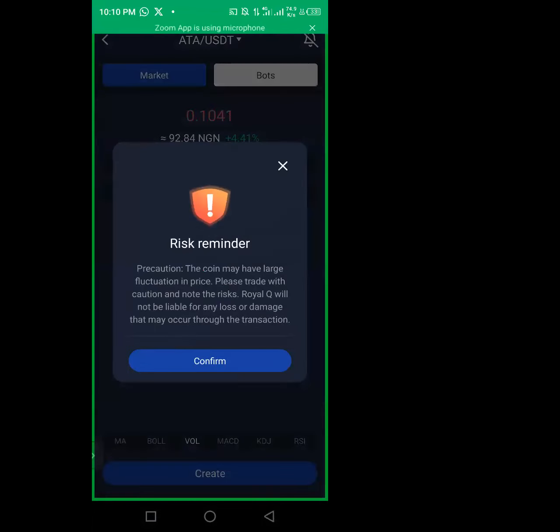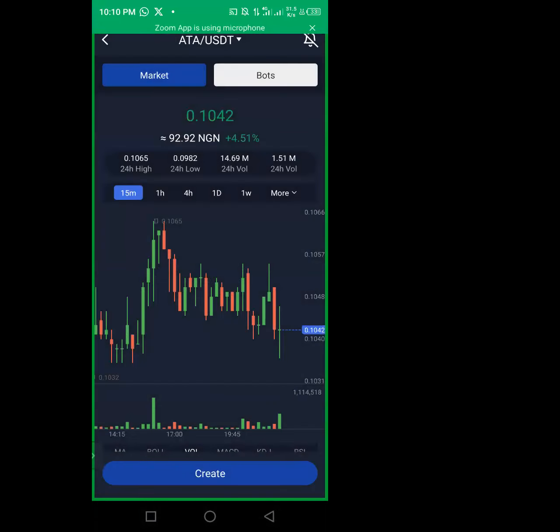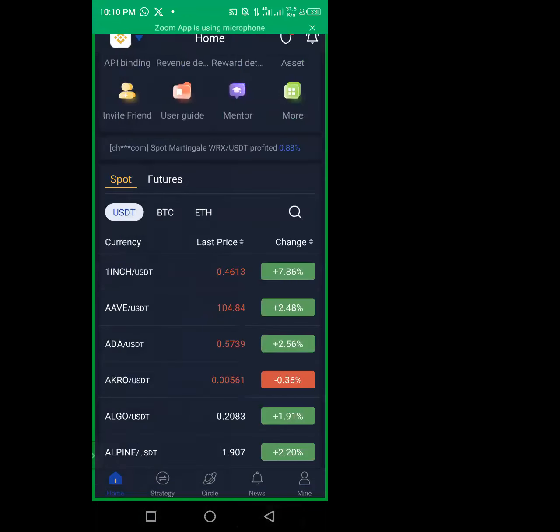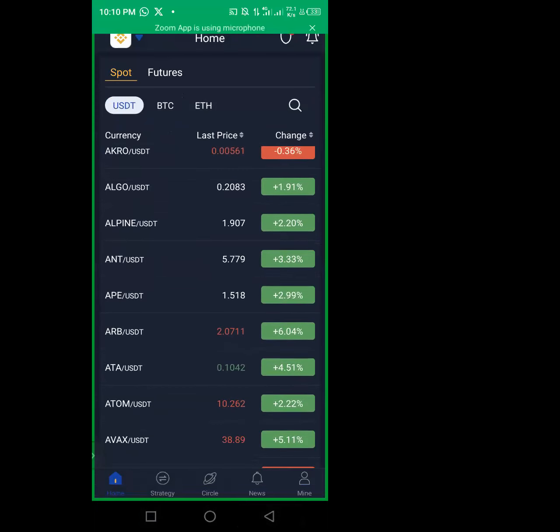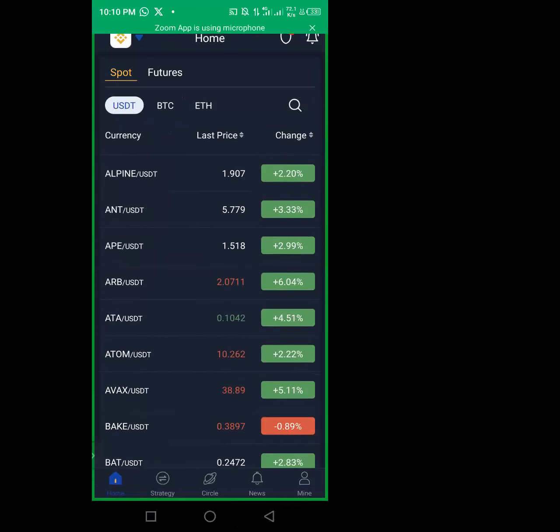Yes, can you see this reminder? There are some coins that are very, very volatile. Royalq will inform you. Okay. Then there are some coins when you enter, you will not get that notification. So do you have any other question?